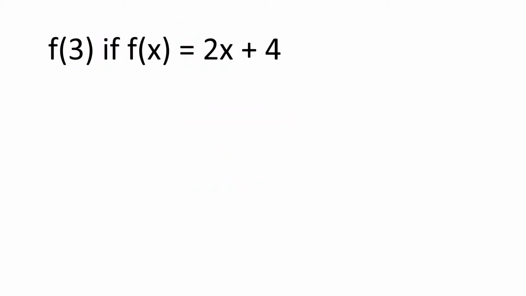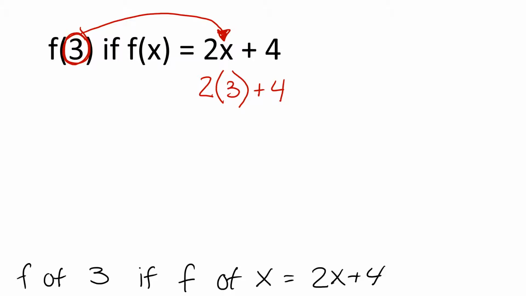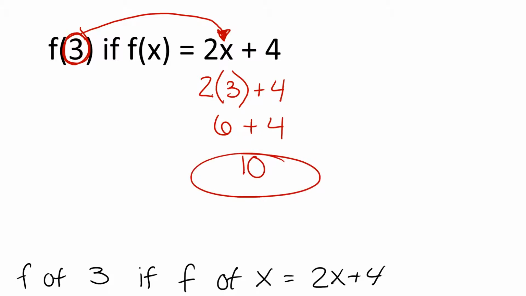So again, reading this problem, it's f of 3 if f of x equals 2x plus 4. Again, all we're going to do is take this number in the parentheses and plug it in for the x value in the problem. So instead of 2 times x, we're going to do 2 times 3 plus 4. 2 times 3 is going to give us 6. 6 plus 4 is going to give us 10 for our final answer.